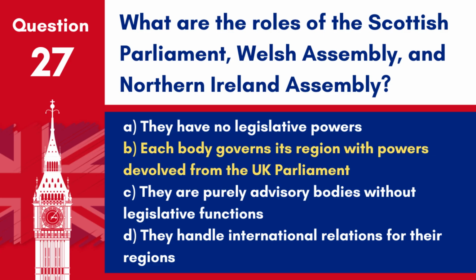Answer: B. Each body governs its region with powers devolved from the UK Parliament. These regional assemblies have the authority to legislate on various devolved matters, reflecting the decentralised nature of power within the UK.